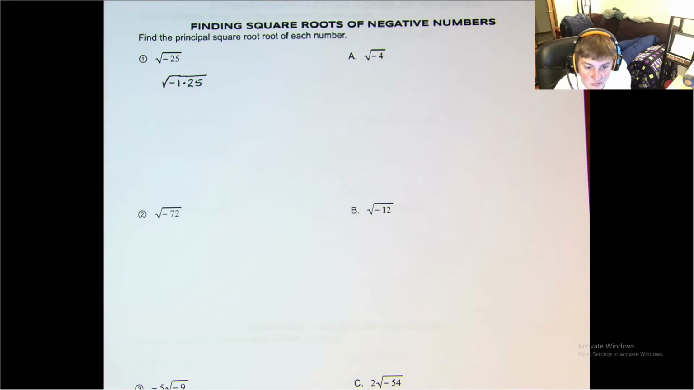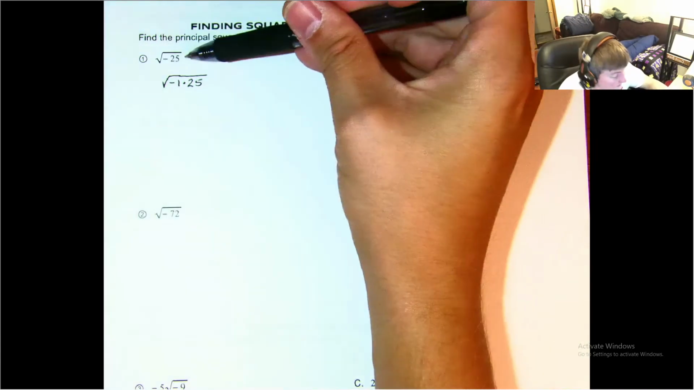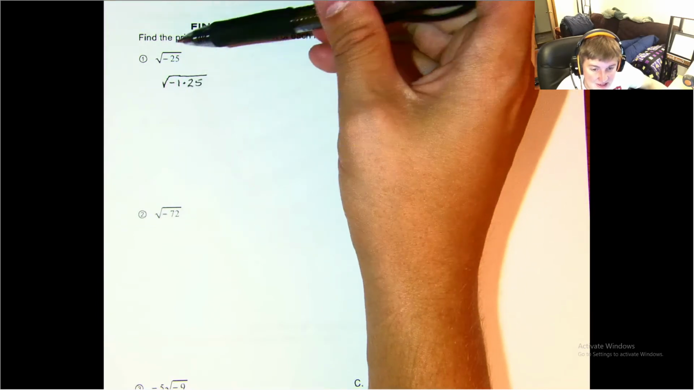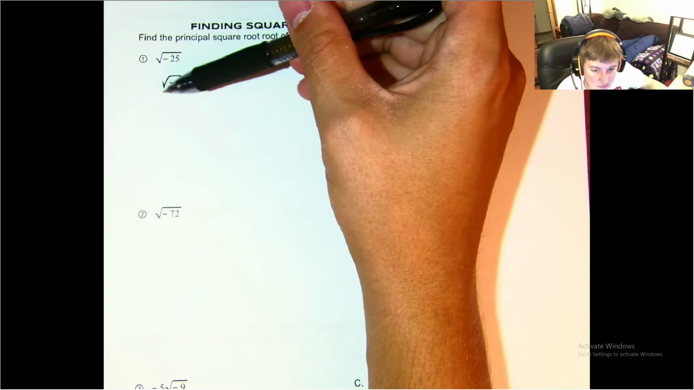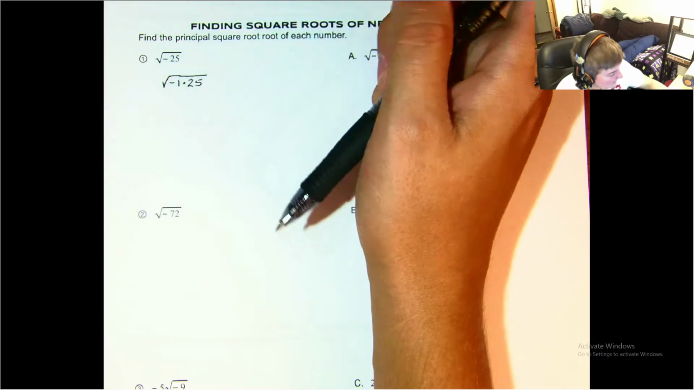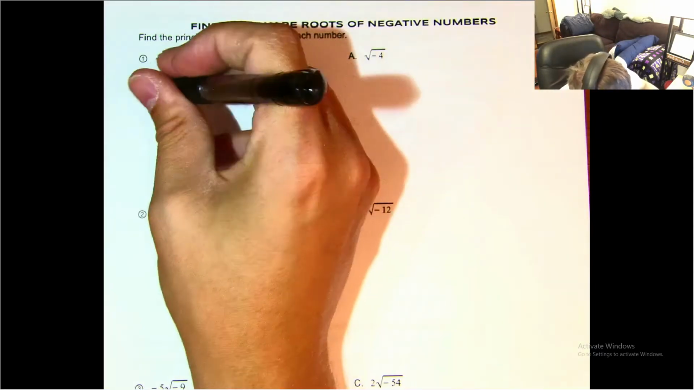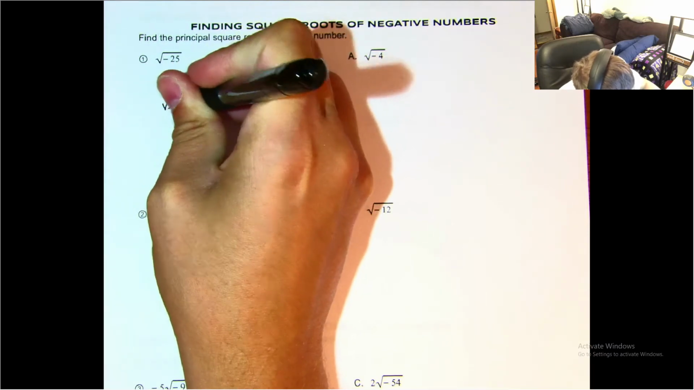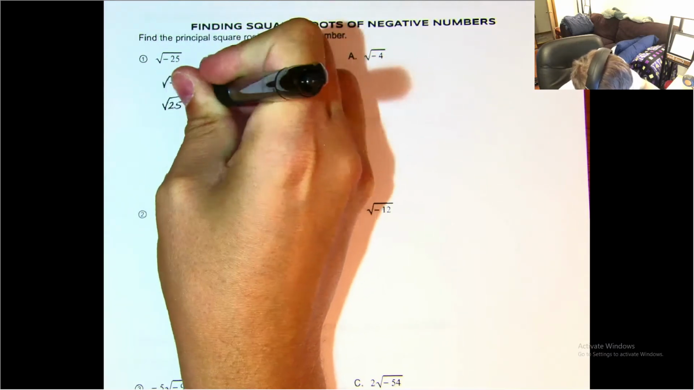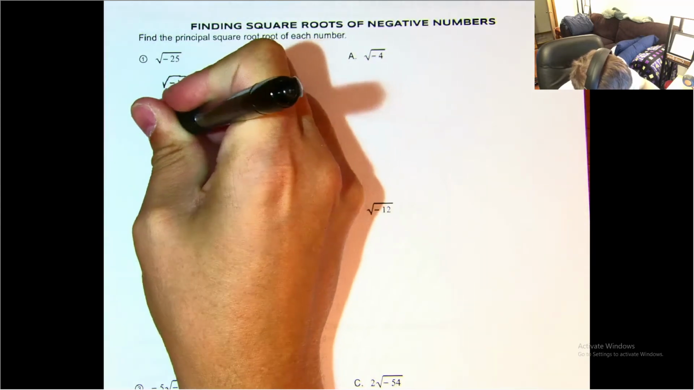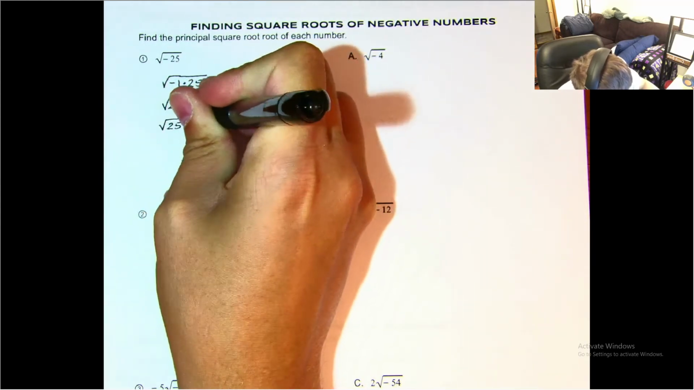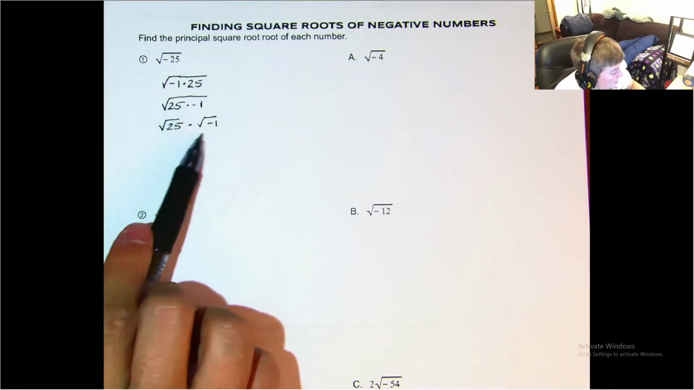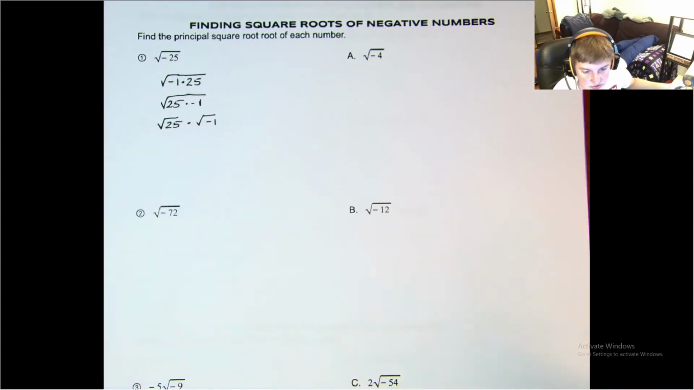Okay, so negative 1 times 25 is negative 25. I'm splitting it up into negative 1 and 25 because I know now that the square root of negative 1 is i. I can rearrange it to 25 times negative 1, and then split this up into the square root of 25 times the square root of negative 1. This is how square roots work, right? If they're multiplying each other, then I can multiply the individual square roots.